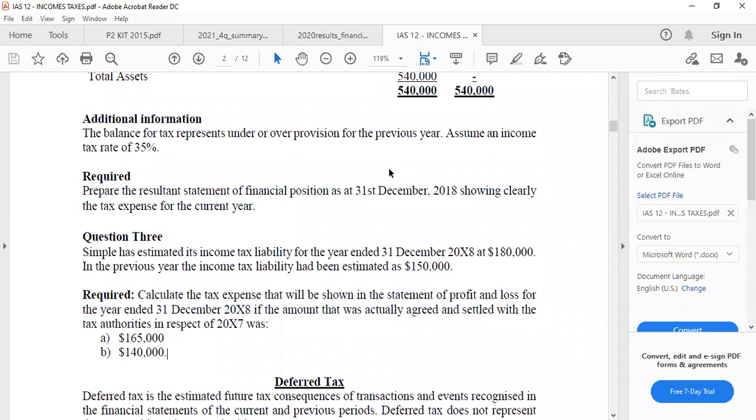So the one we just did is under provision and over provision. Under and over are all relating to the current tax. So the current tax is basically about under and over provision. How do we treat it? That is the only thing. And they are all under income tax, right? Yes, they are all under income tax. The income tax is two: deferred tax and income tax.